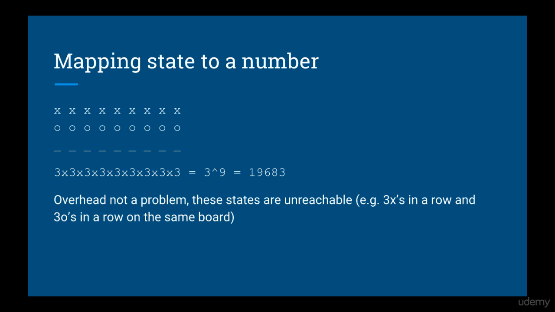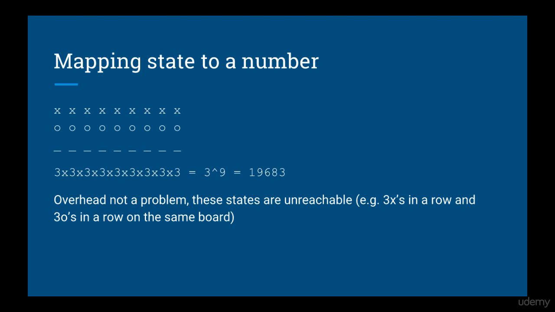So how can we map each state to a number? Recall that we talked about how to find an upper limit on the number of states earlier. We calculated it to be 3 to the power 9, or 19,683, which is not too big of an array to store in memory. Notice that this also encodes impossible states, for example, an X in all 9 locations, since you only need 3 in a row to win. This overhead doesn't affect the algorithm at all, so we won't worry about it.